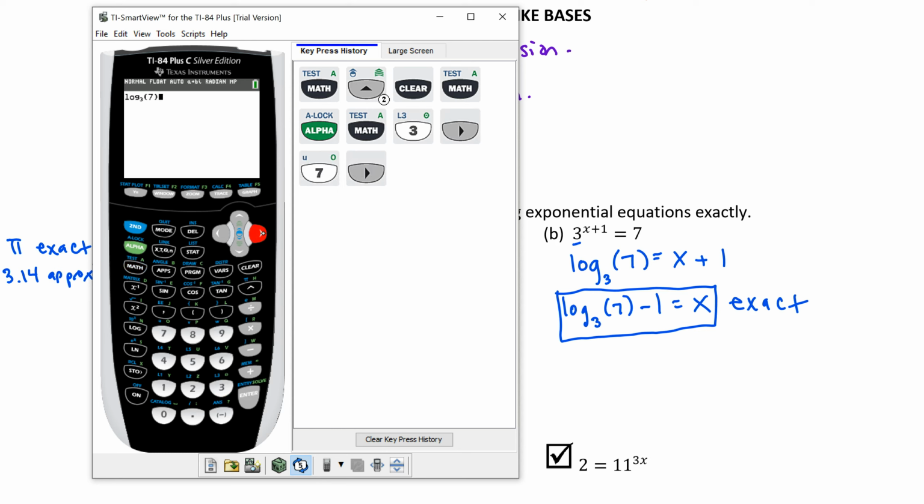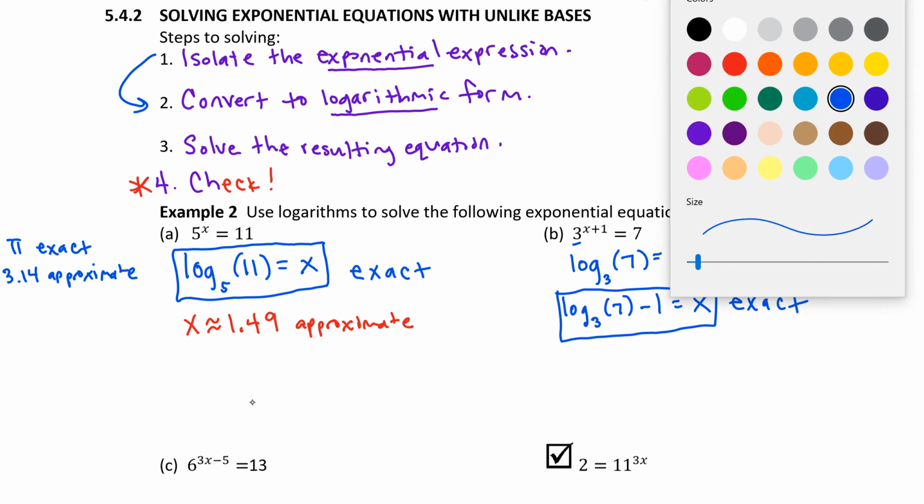So log base 3 of 7 minus 1, we can approximate this, and I'm just going to go to the nearest 2 decimal places, 0.77.